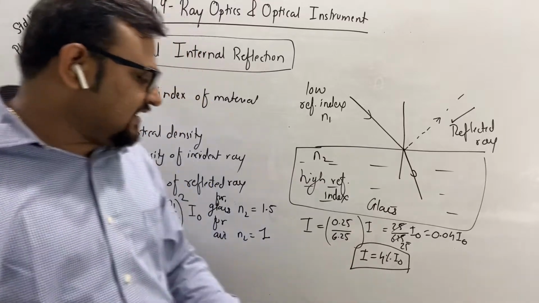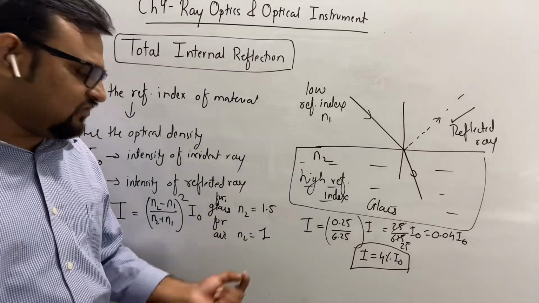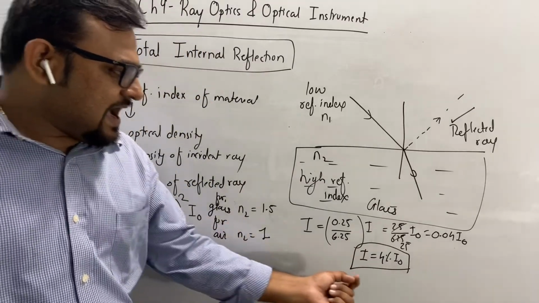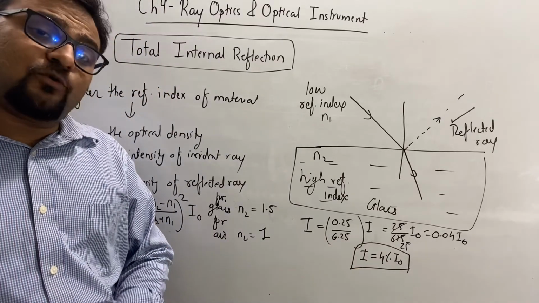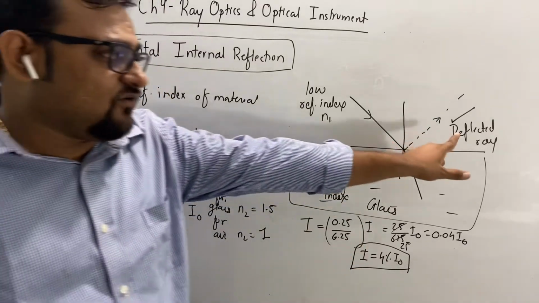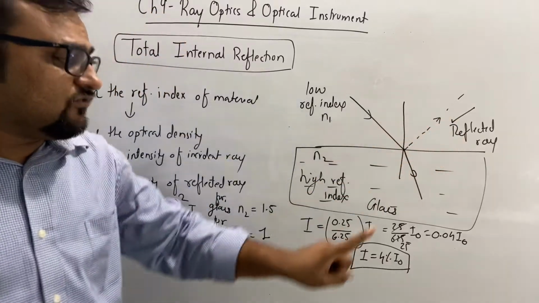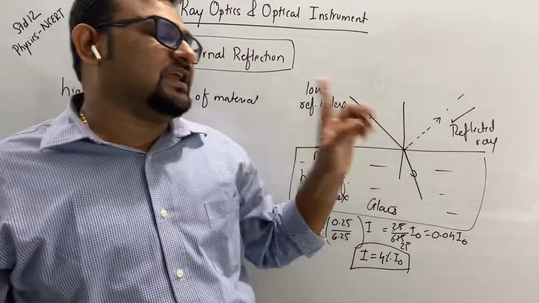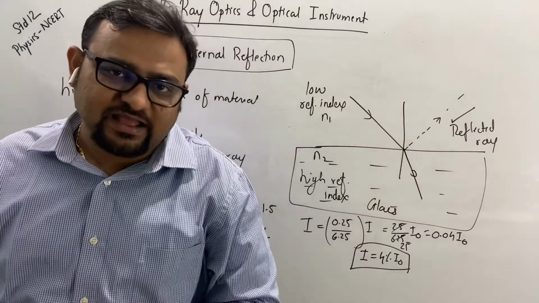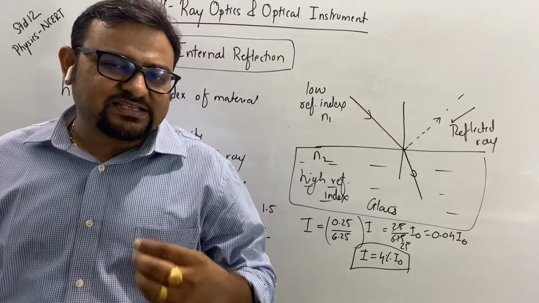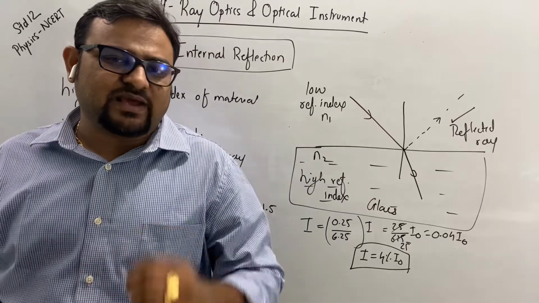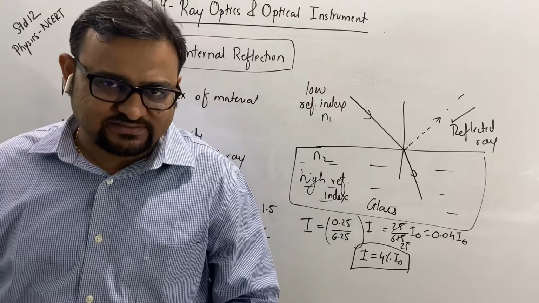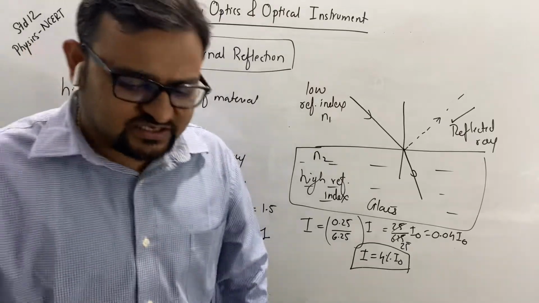You can directly write down that putting the value of N2 as 1.5 and N1 as 1, I will get the intensity as 4%. The intensity of reflected ray is 4% of the intensity of incident ray. Means the intensity of the reflected ray is only 4%. That is very, very less. Clear? I'm repeating once again.